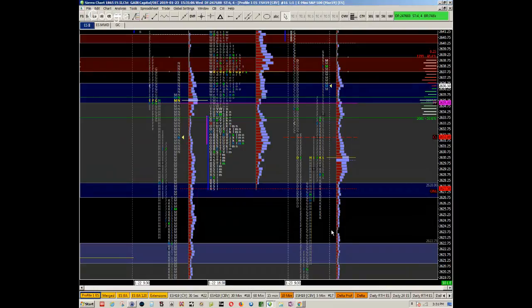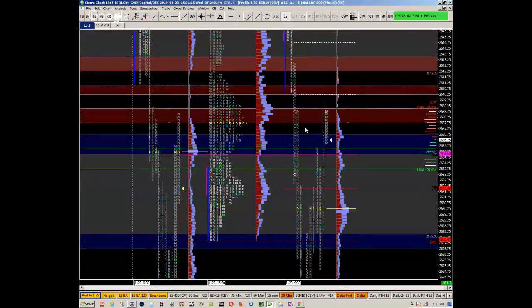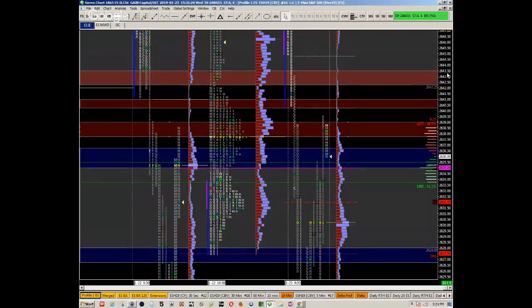We'll just get more rotation back down. Like if you're painting your imagination, maybe just down to here and then back up to the VPOC, something like that. But it didn't really flush, and I'm kind of seeing what happened in L. Look what happened in L. This looked like some short covering, so there's probably plenty more to go.